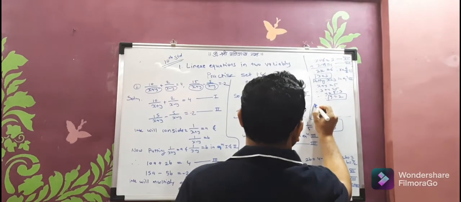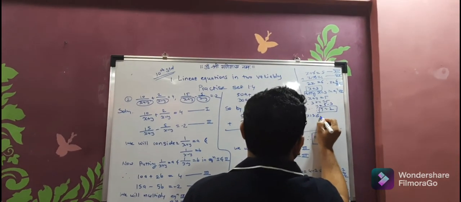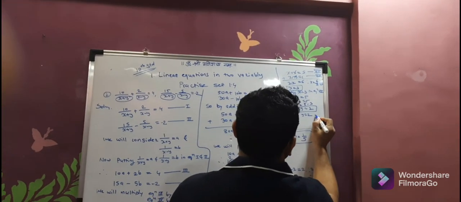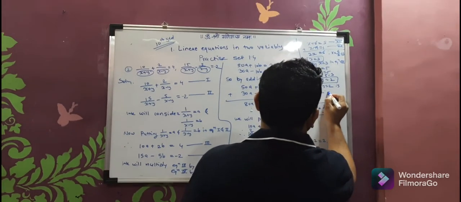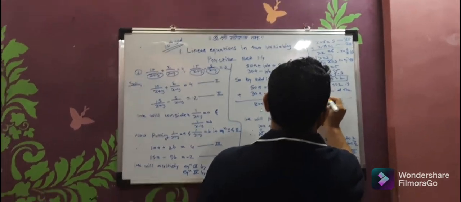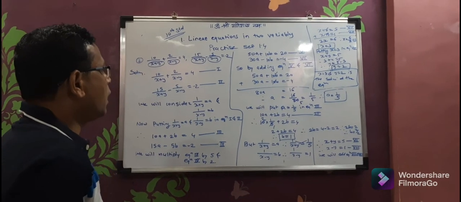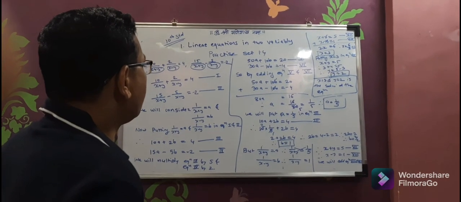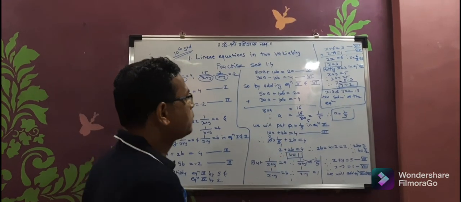So what is the solution? x is equal to 3 and y is equal to 2 is the solution of the equation. This is the answer of this problem. Hope guys you have understood this. I have tried to make it as simple as possible. Due to the space constraints, I have written it this way.